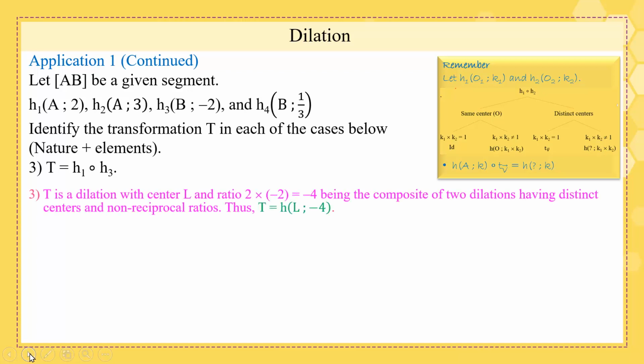T will be here a dilation with center L and ratio the product of the ratios of H1 and H3, which is -8, which is -4, because T is the composite of the two dilations having distinct centers and non-reciprocal ratios. So finally T will be a dilation of center L, which is not the same center as H1 or H3. Thus T will be a dilation of a center L to be determined and a ratio -4.